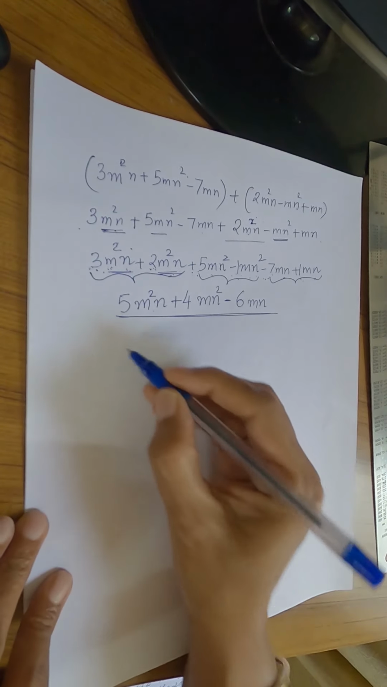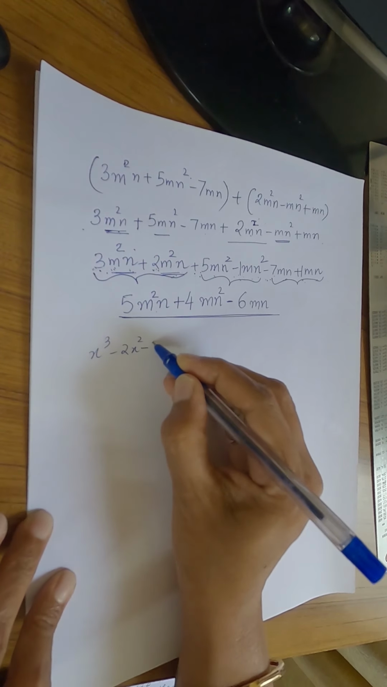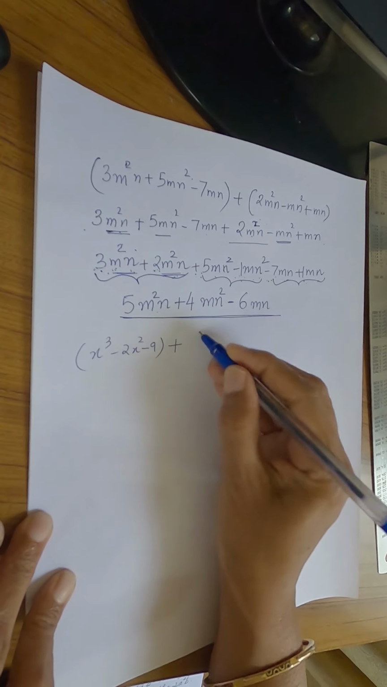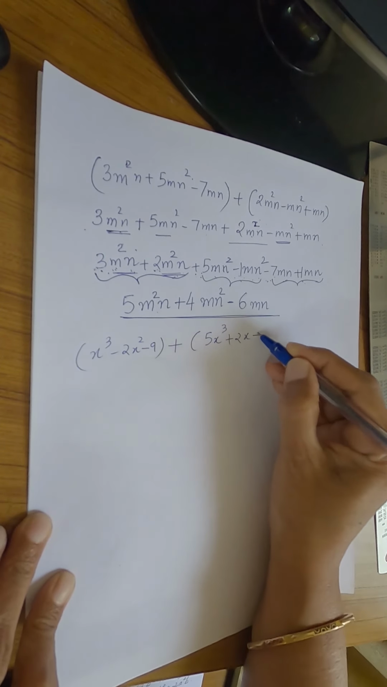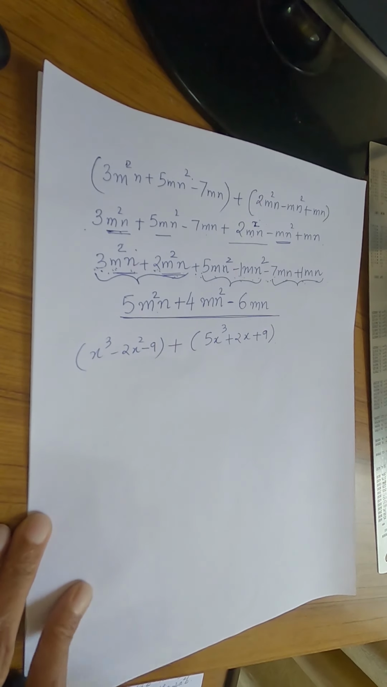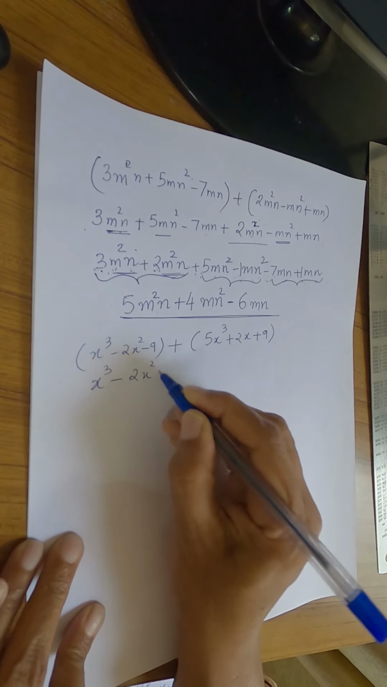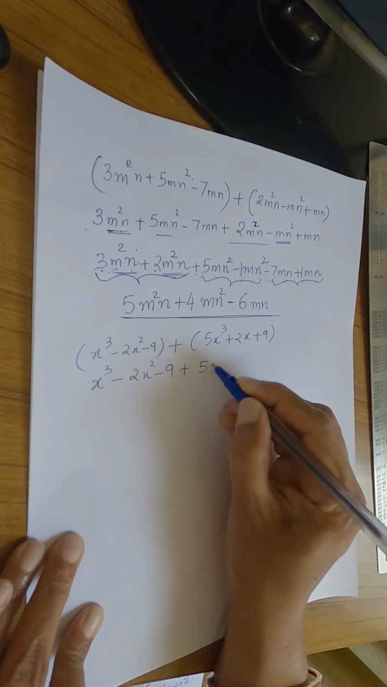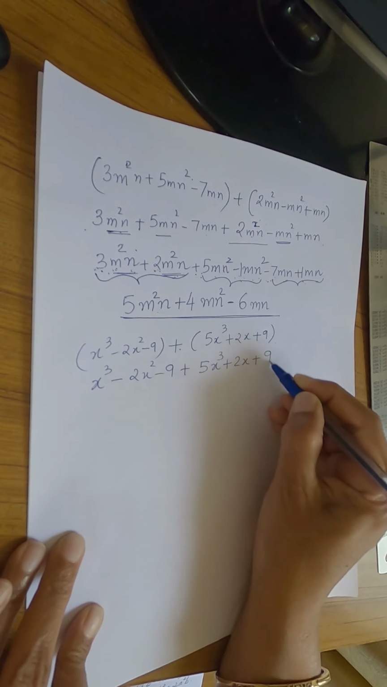Let's have some other examples also. x cube minus 2x square minus 9. We wanted to add it to 5x cube plus 2x plus 9. So we have to perform this addition. So as always, what we do is open the bracket first. No sign changes because this is a plus sign. No sign change is required.